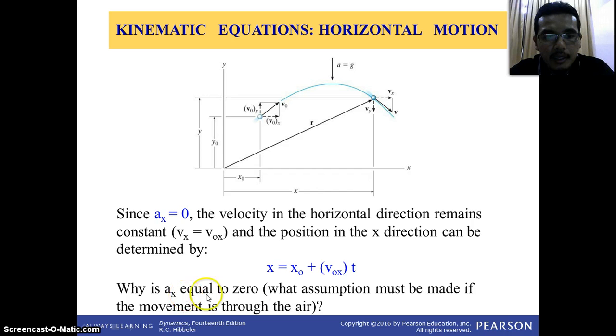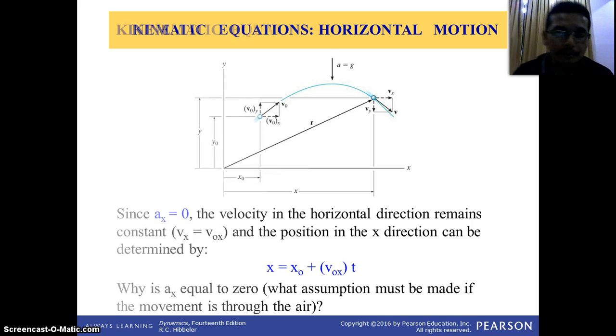So why is ax equal to 0? Because here we are only focusing on what assumption must be made if the motion is through the air. This should be a little homework for you. We can discuss in the next class during your tutorial why ax equals 0 in our assumption here. So only focus on acceleration in the y component.